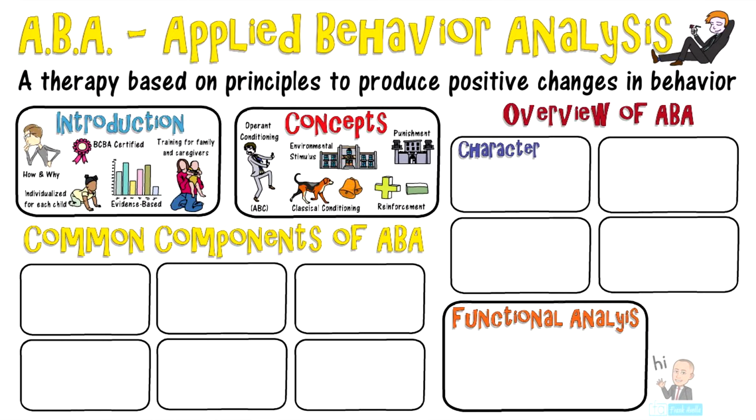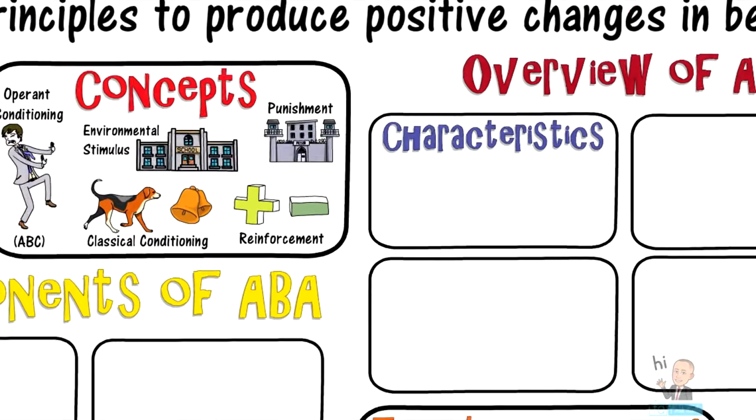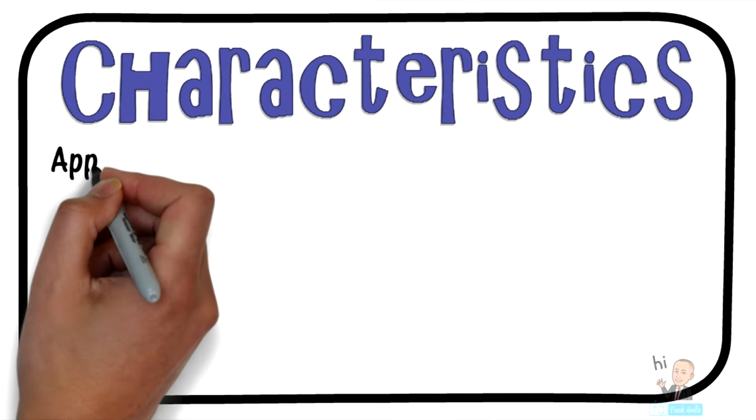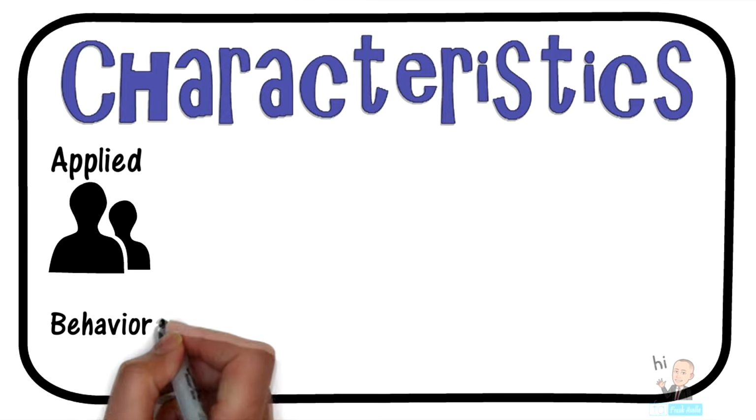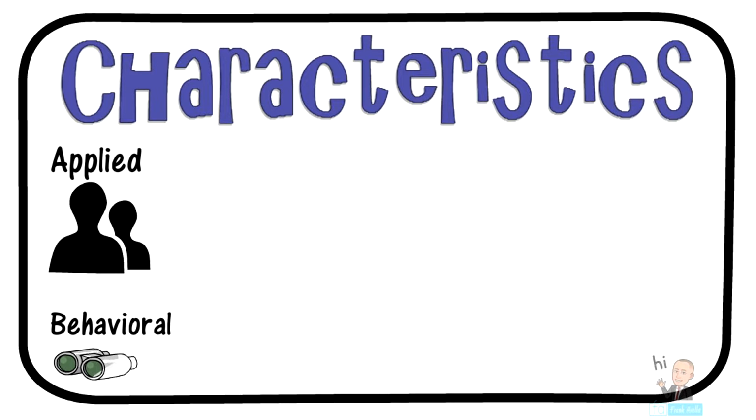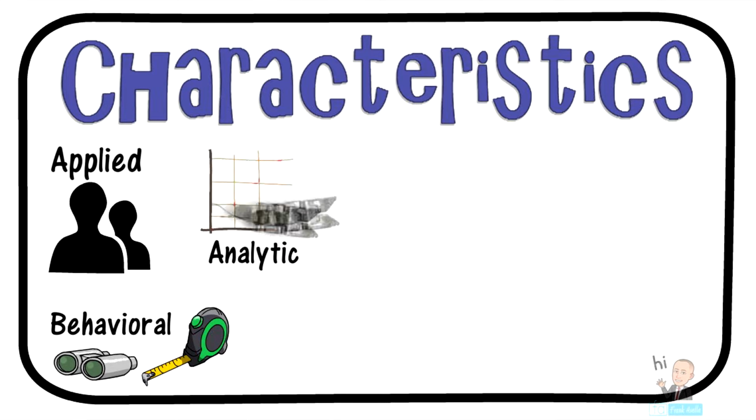On to the characteristics of ABA. Credit to Baer, Wolf, and Risley. First off, it is applied, meaning it's based on significant social behaviors for all. Behavioral, obviously, but the behavior must be observable and measurable in form. Analytic: research, experimentation, and making sense of all the research.